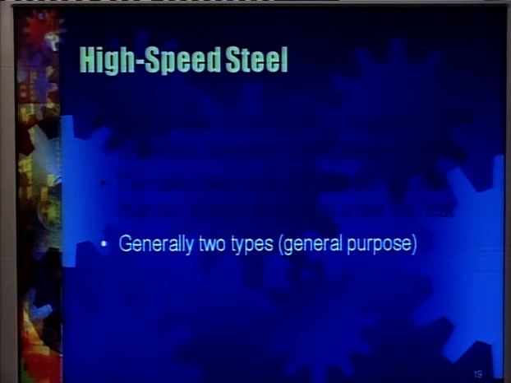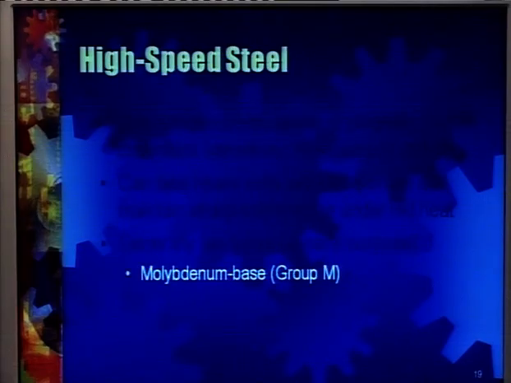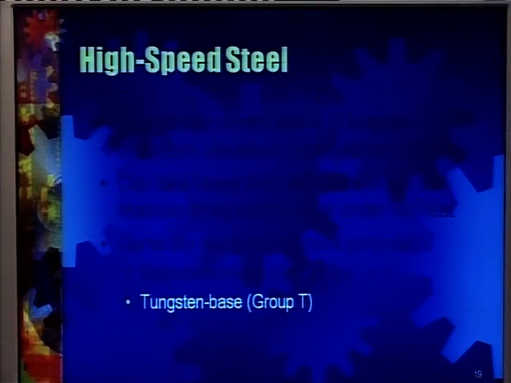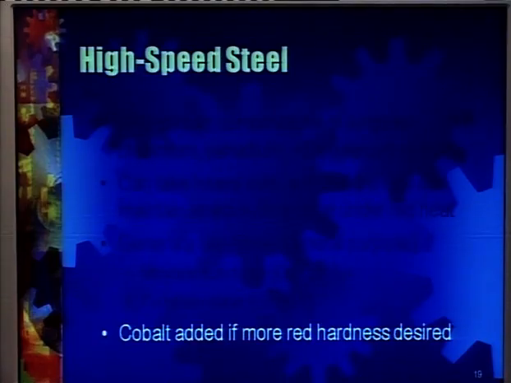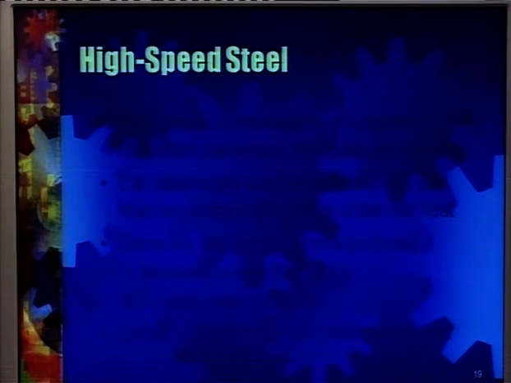Generally it is of two types. One is general purpose, known as molybdenum grade or group M, and tungsten base, which is known as group T. Cobalt is added if more hotness is desired.